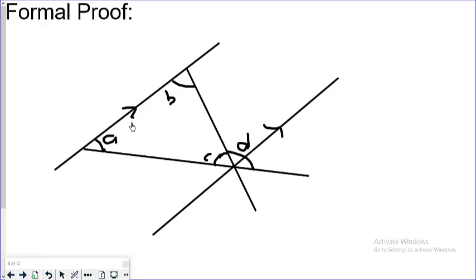So this angle over here, angle B, is an alternate angle to this angle. Then also angle A, and angle A is corresponding to this angle over here. So now we've just established that angle A plus angle B will be equal to angle D. Good.